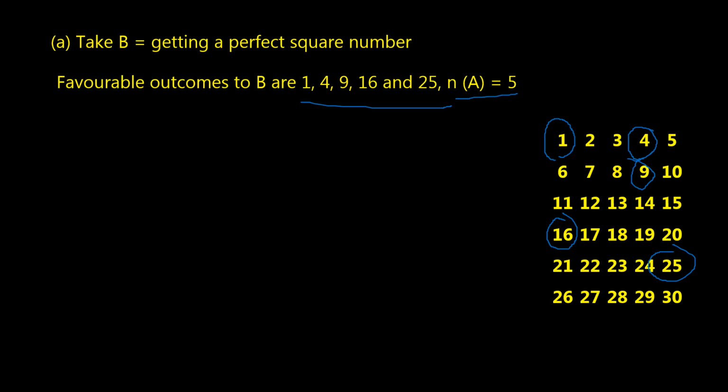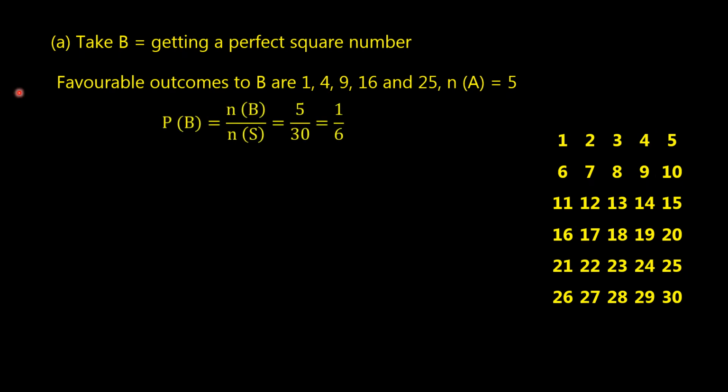Now we'll apply the formula to find probability of the event B. P of B is equal to n of B by n of S. n of B is 5 by n of S is 30. Therefore cancellation with 5, 5 ones are 5 and 5 sixes are 30. Therefore P of B is equal to 1 by 6. The probability of getting a perfect square number is 1 by 6.